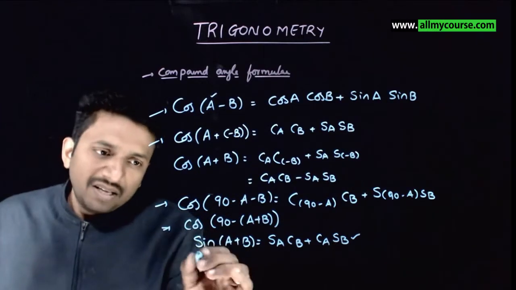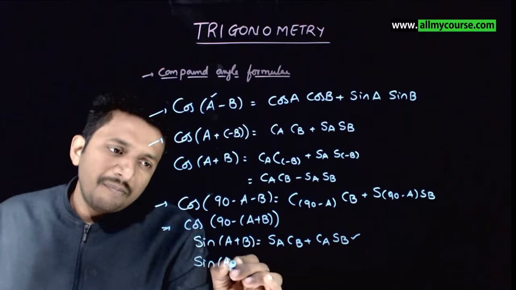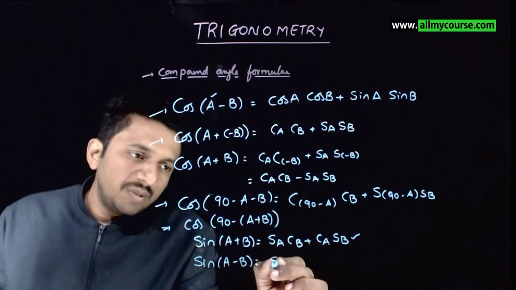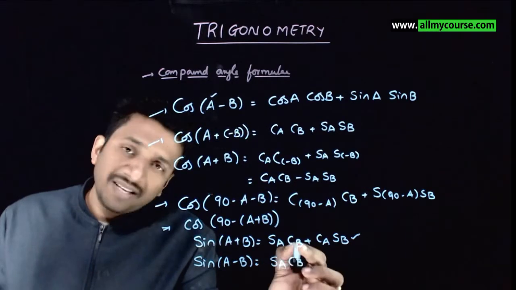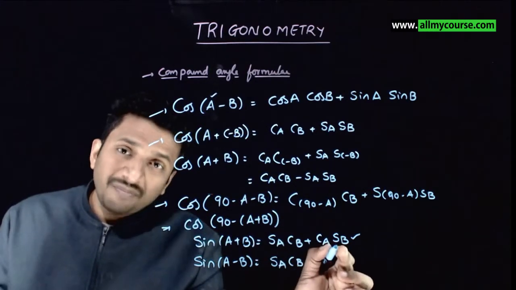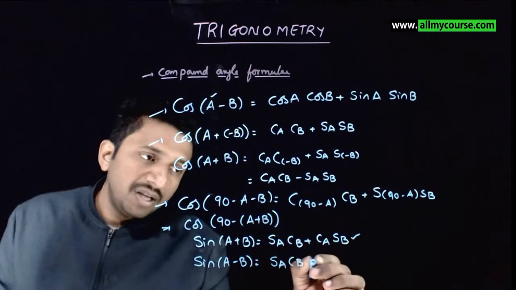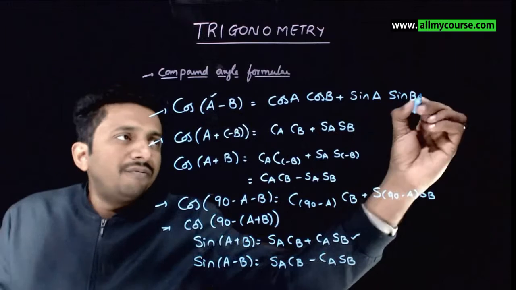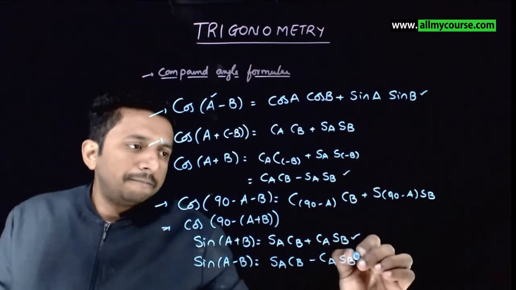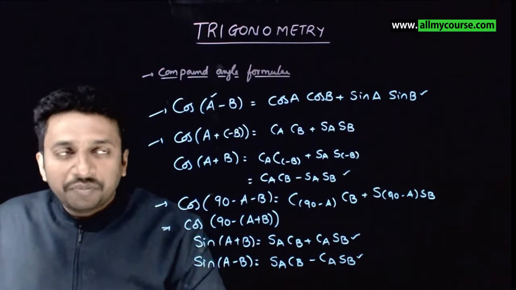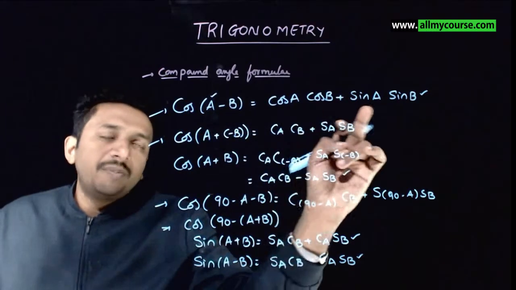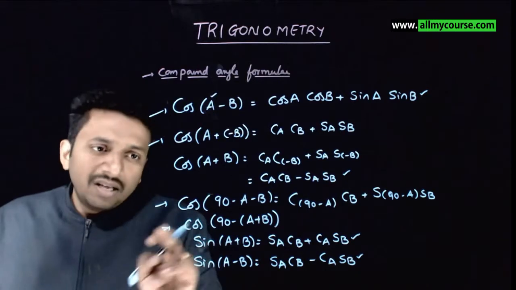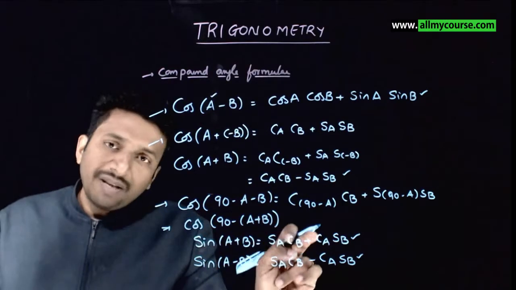Similarly, for sin(A minus B) you just need to put minus B in place of B. So this becomes sin A cos(minus B), which is cos B, but sin(minus B) is minus sin B, so a minus comes out: minus cos A sin B. So you got all the 4 formulas. These are the important formulas that you need to remember. Cos(A minus B) is cos A cos B plus sin A sin B. Cos(A plus B) is cos A cos B minus sin A sin B. Sin(A plus B) is sin A cos B plus cos A sin B.